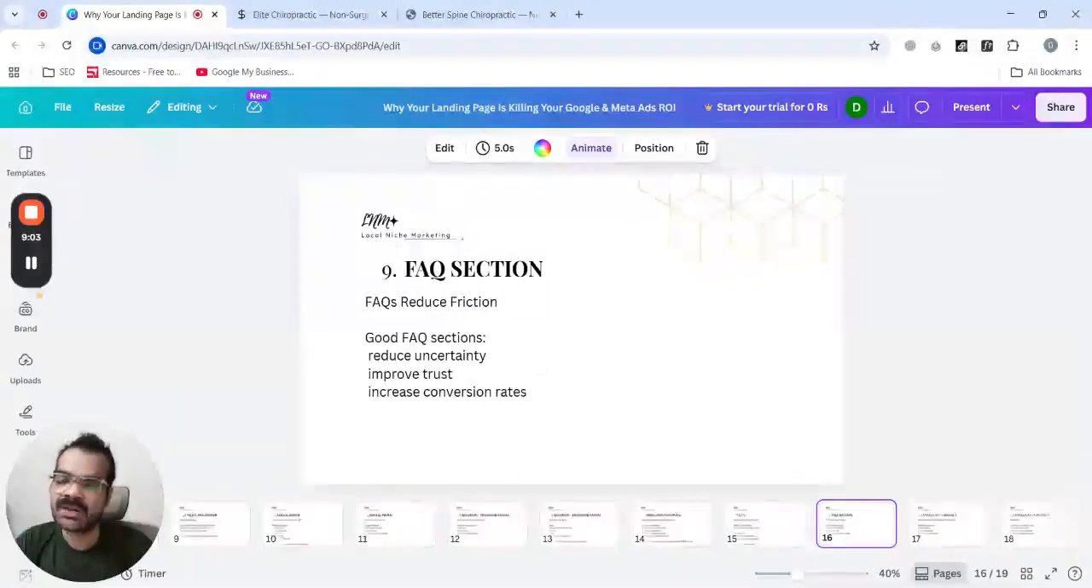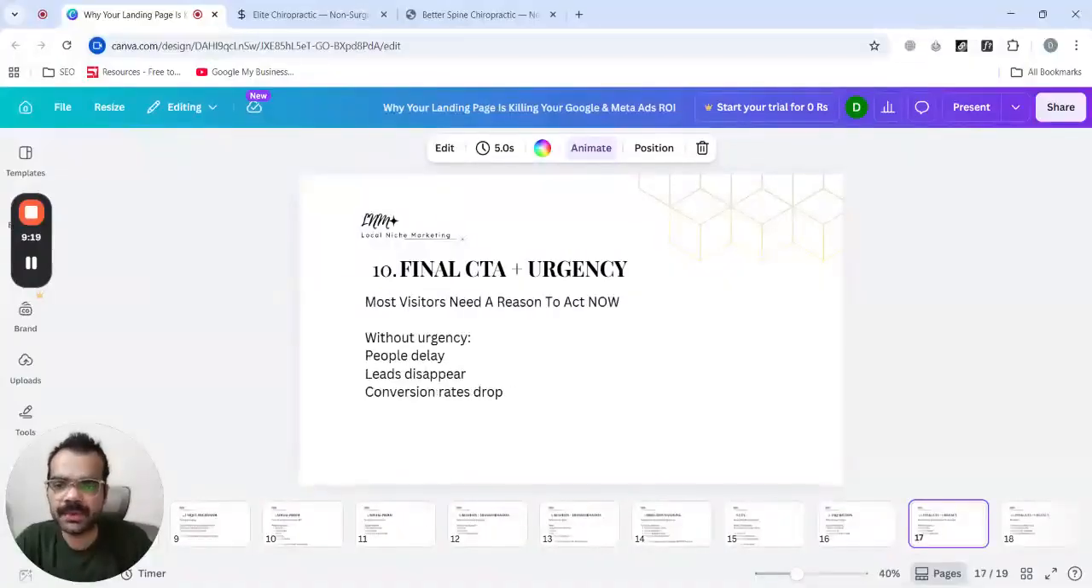Now, frequently asked questions is similar to objection handling. You can actually merge both of these sections if you want. If you want a very short landing page, then you can merge these sections. However, if you can do both, that is up to you.